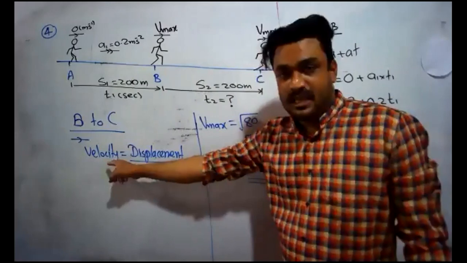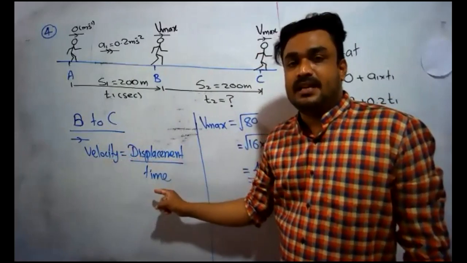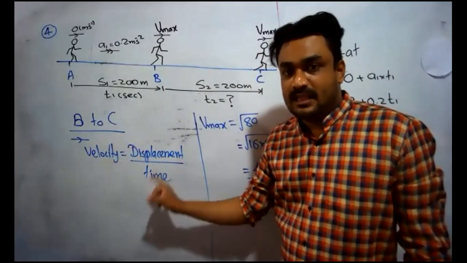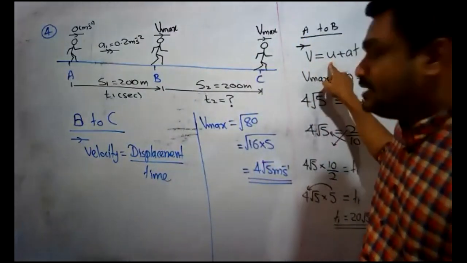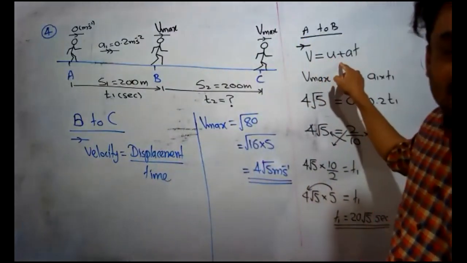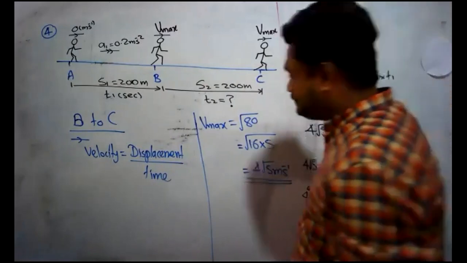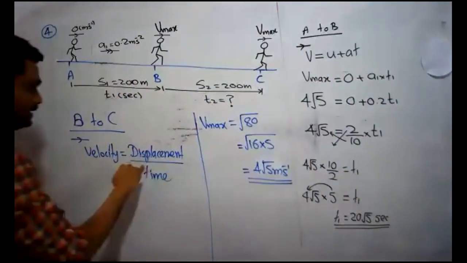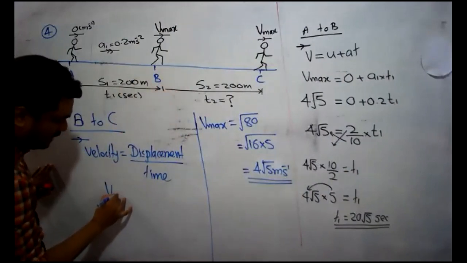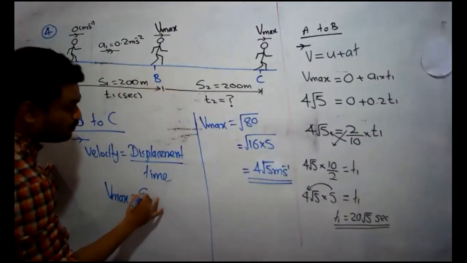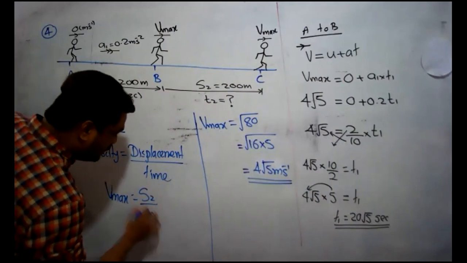This one, velocity equal displacement divided by time taken, can only be applied when the velocity is constant. This equation can be applied when the object has an acceleration. That's the difference. So here, no acceleration. Let me apply this. Velocity from B to C is Vmax. Displacement from B to C is S2, time is T2.